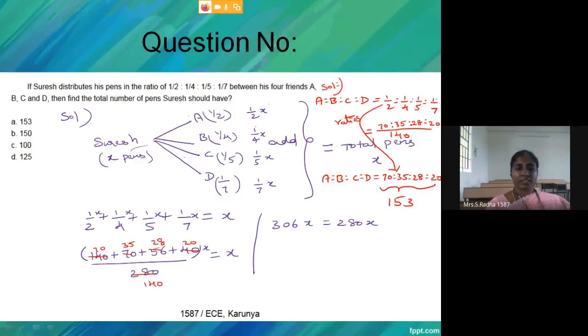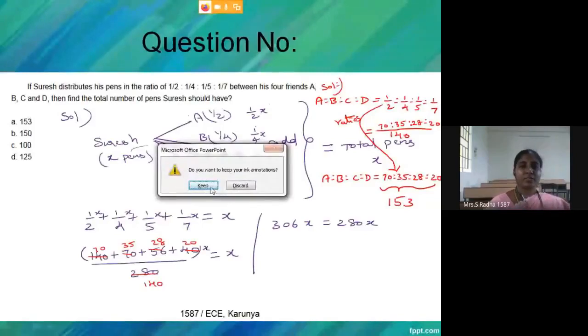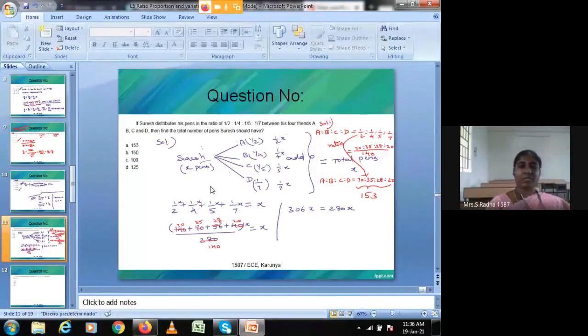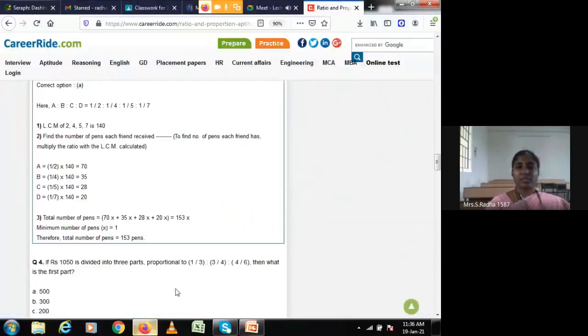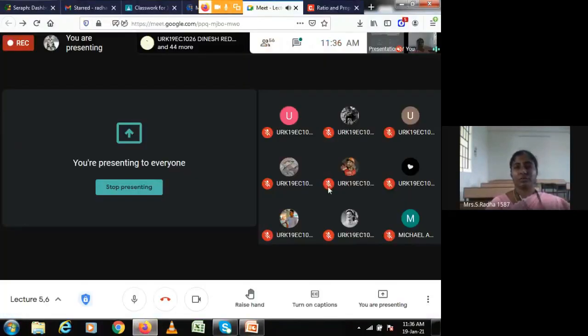Whatever ratios are present in fraction format, you have to convert them into full numbers.